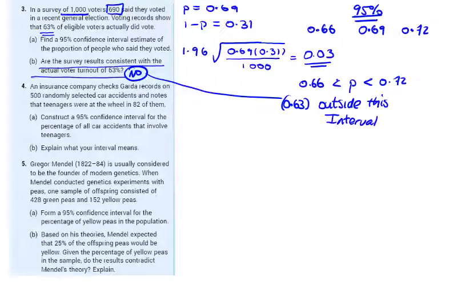That's question 3. Question 4, an insurance company checks Garda records on 500 randomly selected car accidents. N is 500. And notes that teenagers are at the wheel, 82 of them. 82 out of 500 is 164 out of 1,000, 0.164. So that's my P. 1 minus P is equal to 0.836.